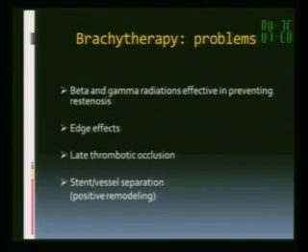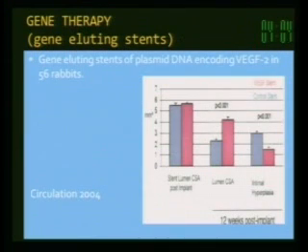Brachytherapy was also extensively studied for prevention of restenosis, but it has its own problems. Beta and gamma radiations were found to be effective in preventing restenosis, but late restenosis is common because of edge effects, and late thrombotic occlusion is known to occur, and the equipment is quite cumbersome, very costly and not easily available.